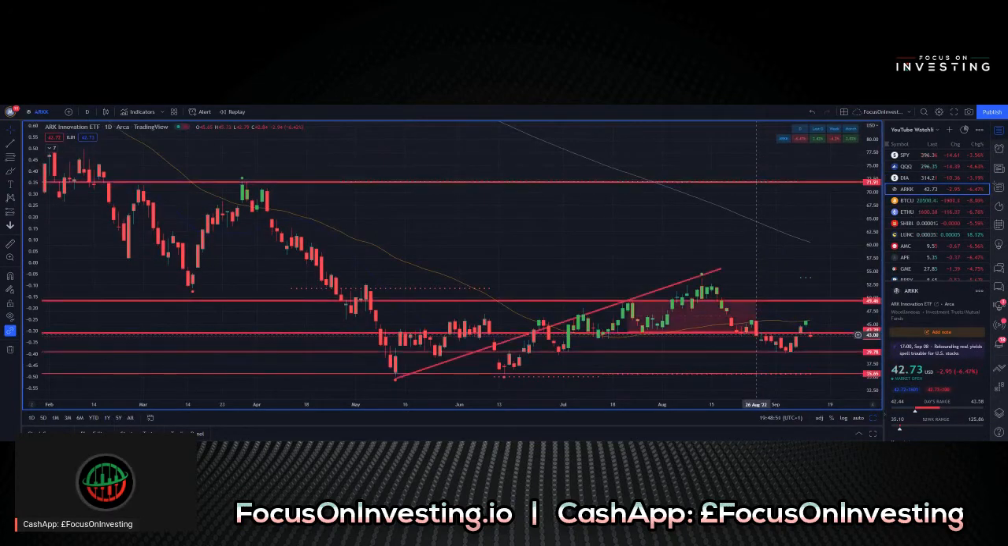Moving on to ARK Innovation ETF, ticker symbol ARKK. Current price is $42.73. Market is still open. Daily percentage is down 6.47%. Current trend filter is red. And similar-ish looking to our previous three, slightly different.